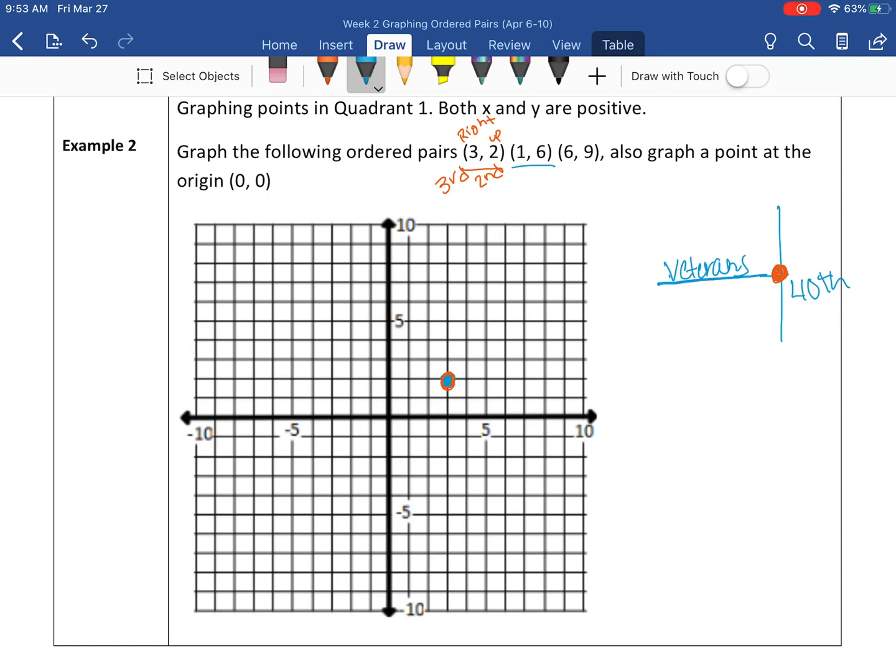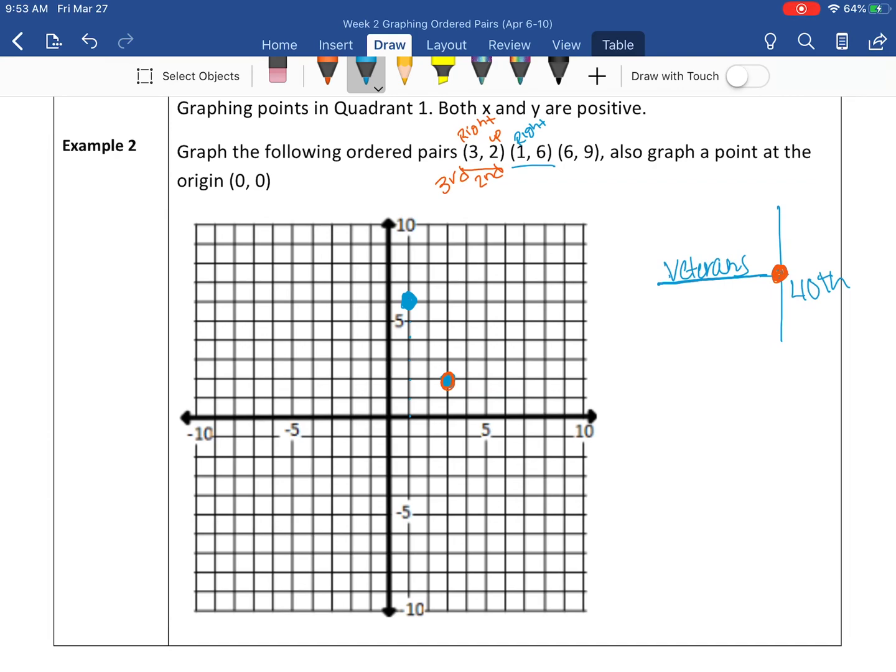So we have the point (1, 6). Well, we're going to do the same thing. We're going to go to the right 1, and we're going to go up 6. So we're going to go to the right 1 square, and then go up 1, 2, 3, 4, 5, 6 squares. And that's the point. That's the only point we need to graph. It's that intersection of 1 and 6.